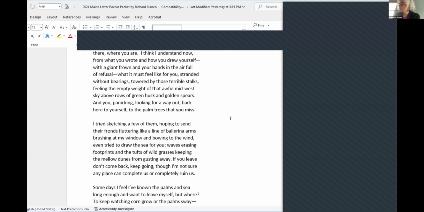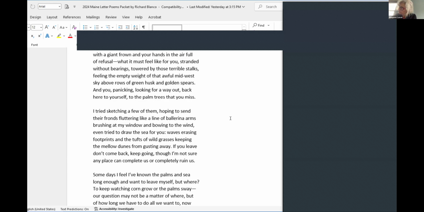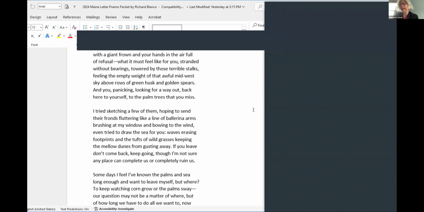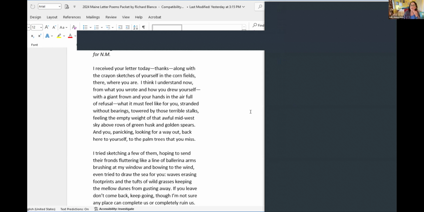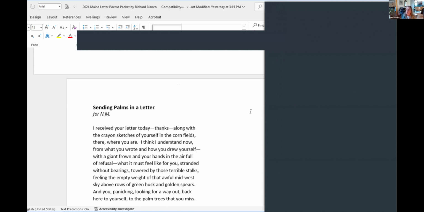When you talk about the structure and what Frank was just sharing, the image of trying to draw the sea for you, waves erasing footprints, it feels like a softer kind of melting away of what you come back to in this bolder way at the end. Right, exactly. I think the title, sending poems in a letter, the ambiguity of what those poems are meaning when you first enter the poem.